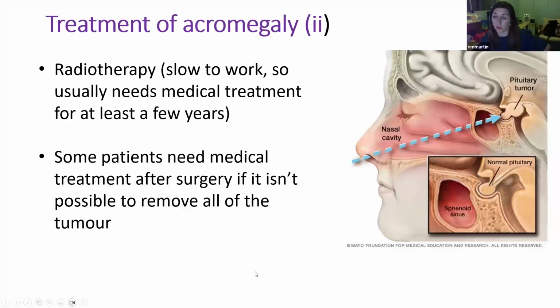Sometimes after surgery, if we're not able to remove all of the growth hormone producing tumor, patients might end up having medical treatment to try and control their acromegaly, so to try and bring that growth hormone and IGF-1 into the normal range. And that could be, as I say, after an operation, patients might continue octreotide or lanreotide, for example.